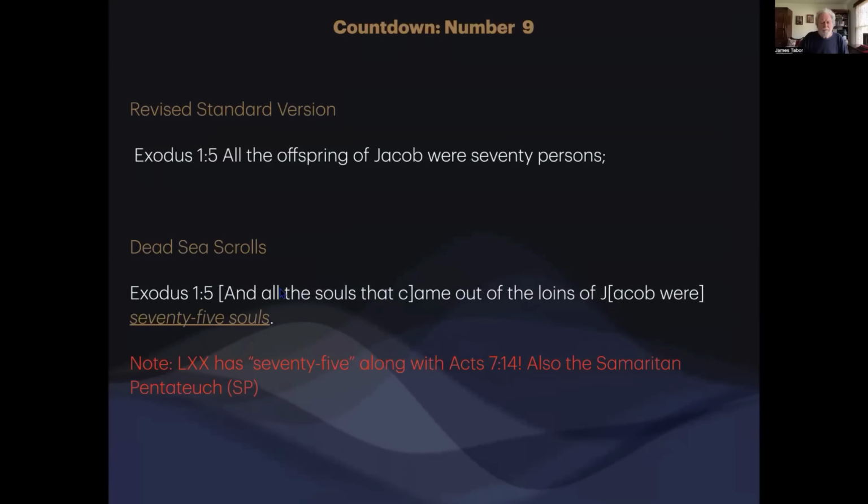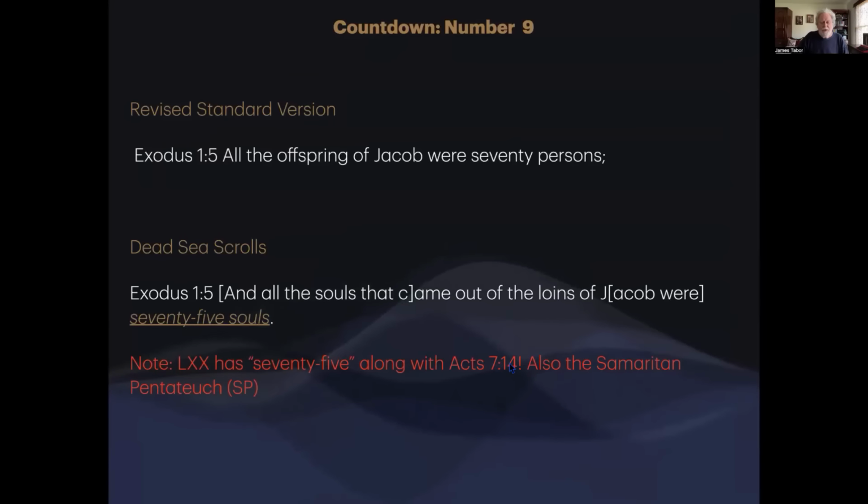So I'm not talking about the phrasing here. That's actually the same in Hebrew, but 70 is not 75. So the Dead Sea Scrolls counts 5 extra people. And guess what? The Septuagint, LXX, also has 75. And in the New Testament book of Acts, when Stephen is preaching, he talks about the seed of Jacob in Egypt as 75. So he's going by this Greek tradition, or maybe he knows a Hebrew version that says 75 souls, like the Dead Sea Scrolls.